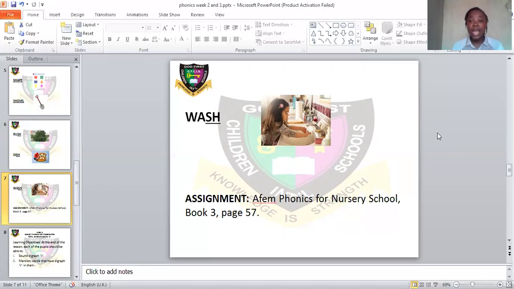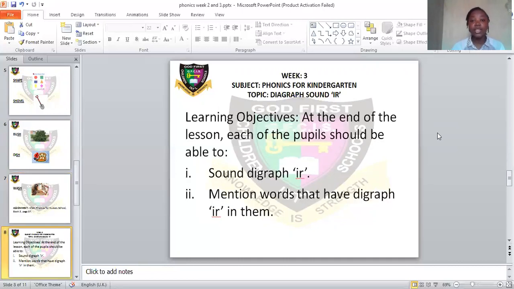We have other examples of digraph sound sh, like shifts. Shifts is an example of digraph sound sh. Now, our assignment is in our Phonics for Nursery School Book 3, page 57. Let us all do our assignment and submit it online, and the teacher will mark it. Now let's go to our next topic.